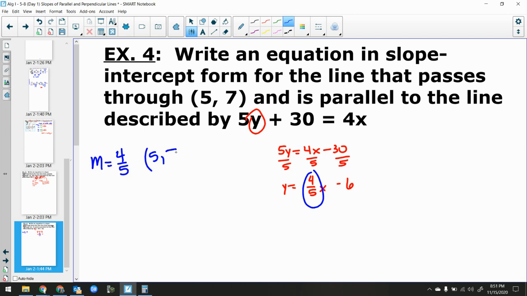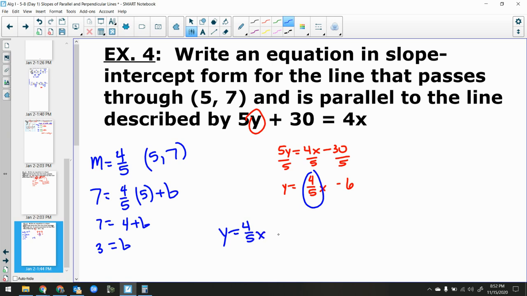And then the point I want to run through is this 5 comma 7. So we do the same old solve for b thing. y is equal to mx plus b. So 7 is equal to 28 over 5, which is 4. Subtract the 4 over to the other side. 3 is my b value. So my equation is y is equal to 4/5 x plus 3. And there's my line in the end.